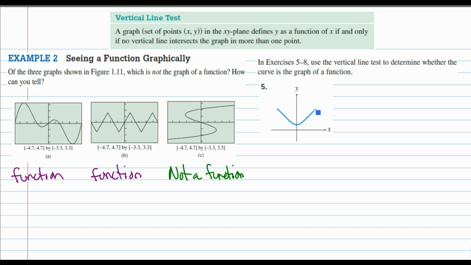Your book doesn't draw the little arrows at the end of its graphs, but when it doesn't have a solid dot at the end, it does mean it continues forever. Regardless, this is a function. It passes the vertical line test. Any vertical line I draw will pass through the function once, well, no more than once.